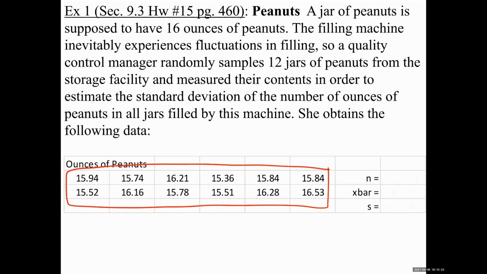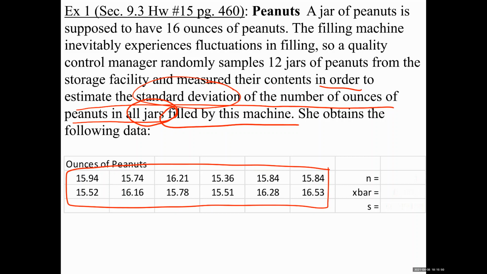So to figure that out, it says here, in order to estimate the standard deviation of the number of ounces of peanuts in all jars filled by this machine. This machine may have filled millions of jars. If you took the weights of all million jars and found the standard deviation, that's what I want to know, so I can get an idea of the consistency level of this machine.